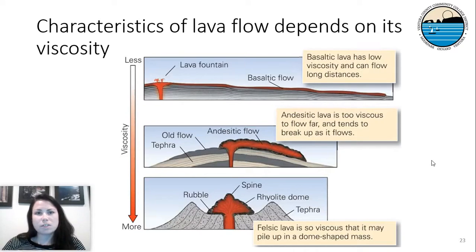Okay, so let's talk about the characteristics of lava flow. It's dependent on viscosity. So I've mentioned this before. The less viscous the flow is, the more basaltic, or the more sheet-like and smooth it is. So when we have a lava fountain with a basaltic flow, like the first video I showed you from Hawaii, it creates these long and very thin sheets. And the more viscous it is, like with an andesitic flow, this is where it gets the billowing, and it breaks up as it flows. And the most viscous is the rhyolitic. This is where we have a flow coming up through a rhyolitic dome, and it kind of mounds on itself. The felsic lava is so viscous that it may pile up and create this dome-shaped mass.